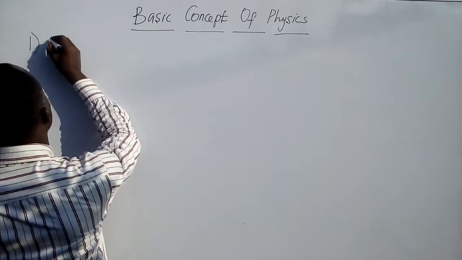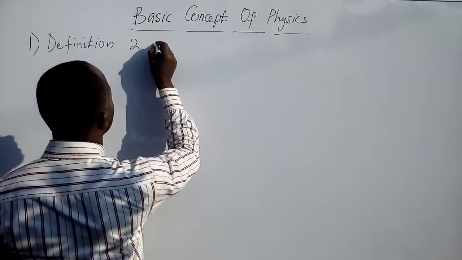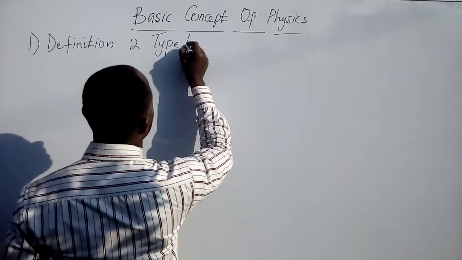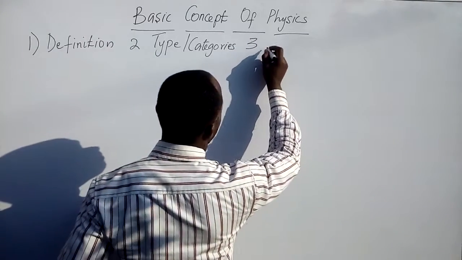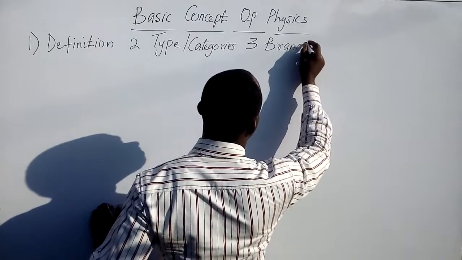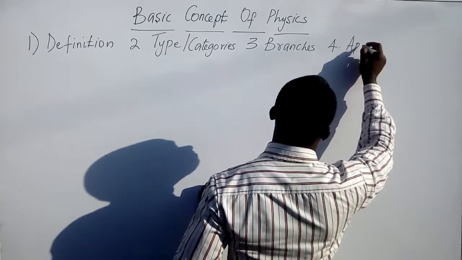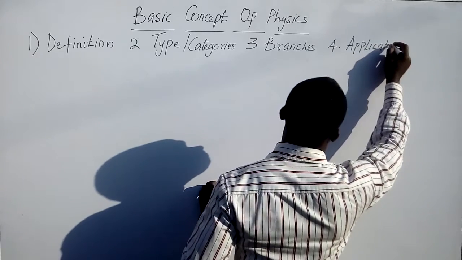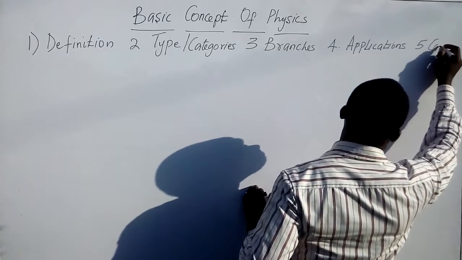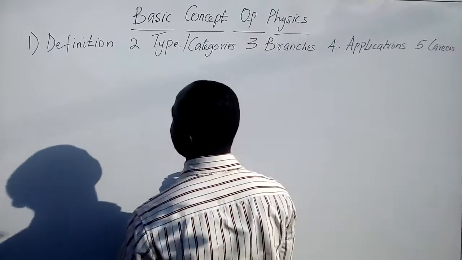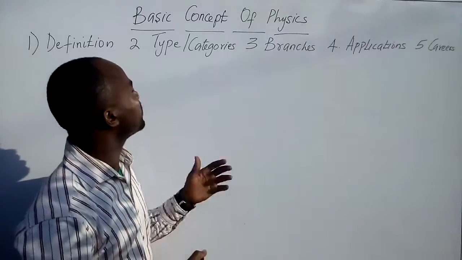One is definition of physics. The second one is types or categories of physics. The third one is branches of physics. The fourth one is applications of physics. Then the fifth one, careers in physics. So that is it. These are 5 key terms that we are going to consider under the concept of physics.